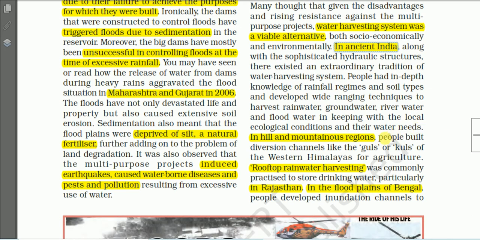Now let us discuss region-wise the different methods of rainwater harvesting. In hill and mountainous regions, people build diversion channels like guls or kuls of the western Himalayas for agriculture. So in the hill and mountainous area, what do people do? They construct these diversion channels.